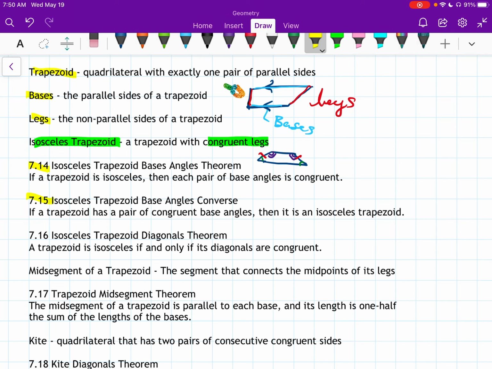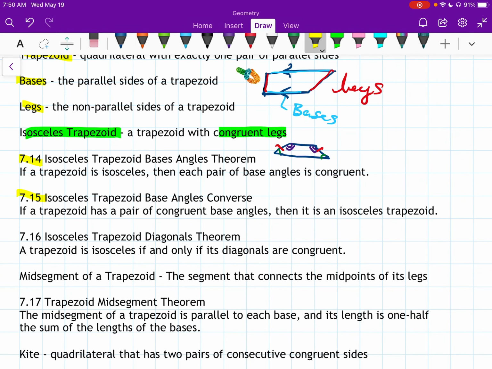Conversely, 7.15, the isosceles trapezoid base angles converse. You can say the thing in reverse. If a trapezoid has a pair of congruent base angles, then it's an isosceles trapezoid. These are listed separately. We could have listed them together as a biconditional statement, but we've just listed them separately. 7.16, isosceles trapezoid diagonals theorem. A trapezoid is isosceles if and only if its diagonals are congruent.